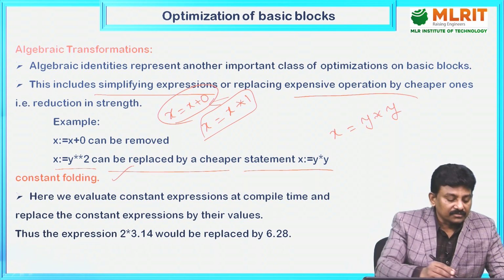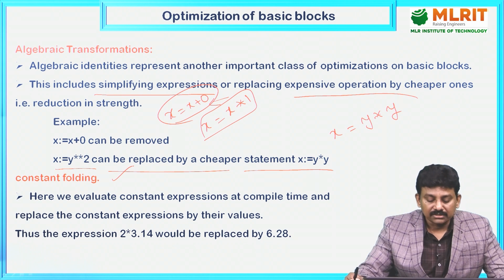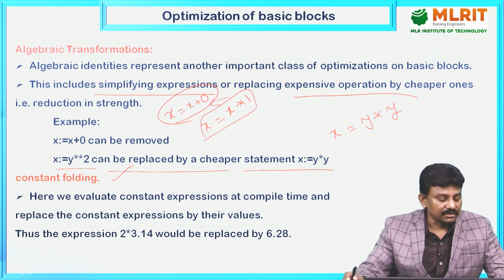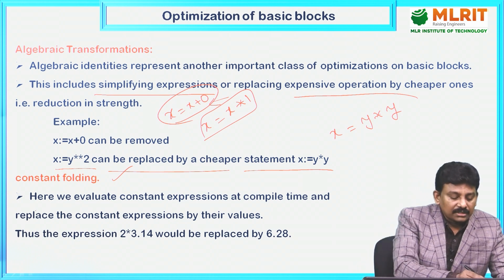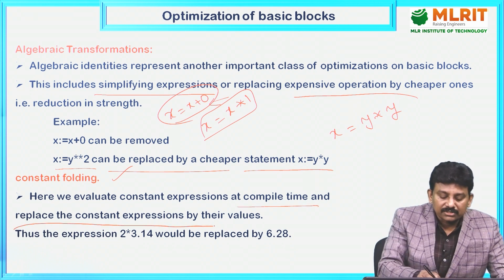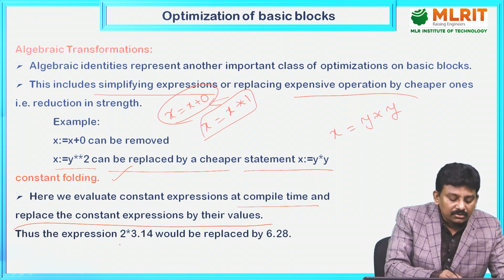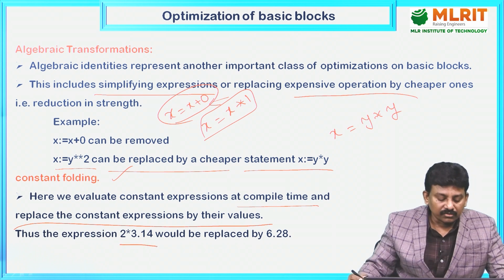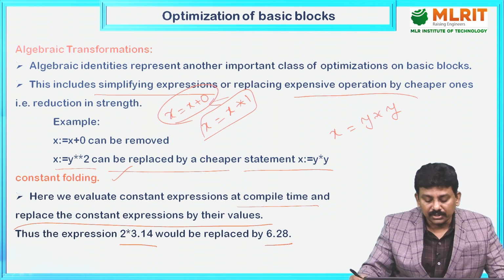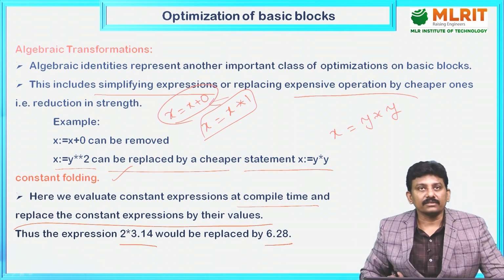Constant folding. Here we evaluate constant expressions at compile time. During compile time, the constant expressions can be evaluated and used further, and replaced by their values. For example, 2 into 2 star 3.14 would be replaced by 6.28. That is constant folding. Thank you.